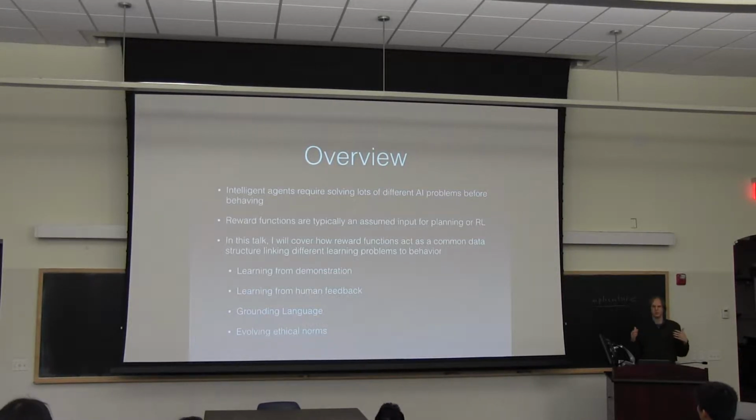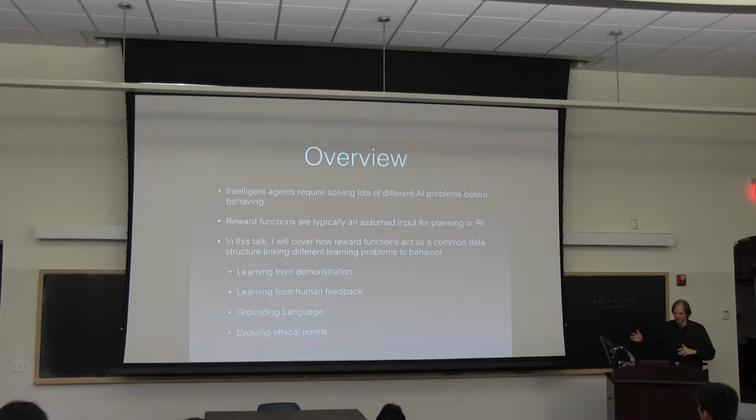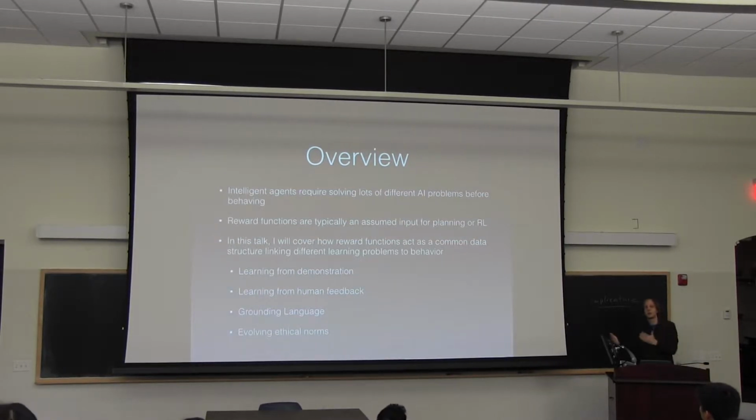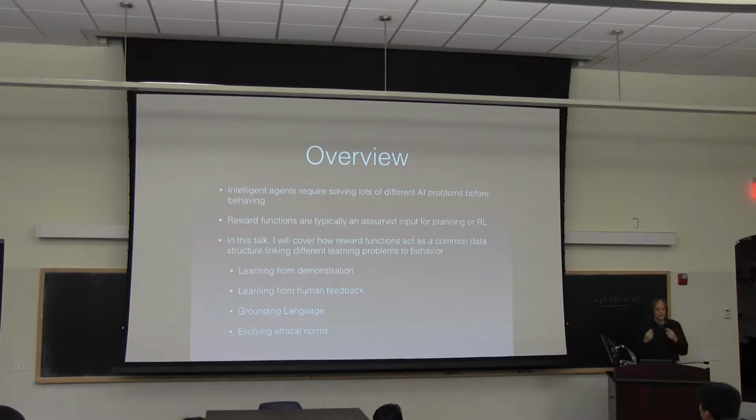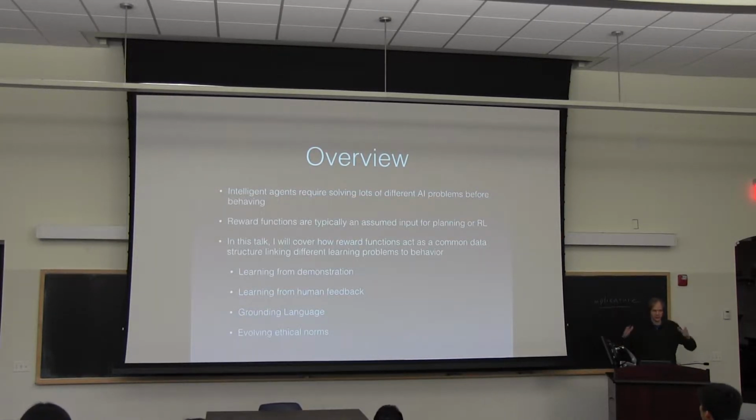So in particular, you need to maybe not assume that reward functions are just an input that are given, but they have to come from somewhere. So in this talk, I'm going to go over learning from demonstration, which gets you reward functions, or learning from human feedback, grounding language, and maybe even evolving ethical norms, and how reward functions are just like the centerpiece for doing all of these things.